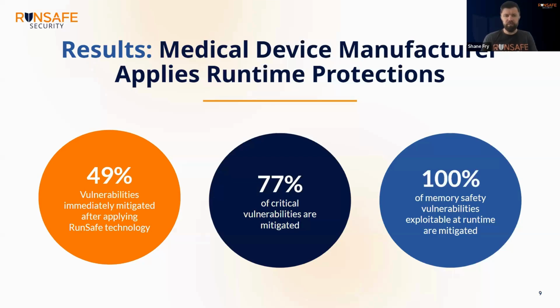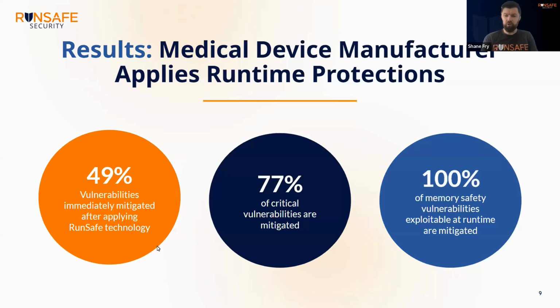And so, as we think about memory safety vulnerabilities, the case study here that we looked at was with a medical device manufacturer. They generated a software bill of materials, and they suddenly had 2,000 vulnerabilities that they needed to triage. And that's crazy. That's so much work. And so how do we mitigate that? How do we reduce that? Well, when we dug into the vulnerabilities with them, 49% of them could be mitigated by deploying the RunSafe technology, our protection technology. And so that's, in this case, 49% are memory safety, buffer overflows, use after free, things like that.